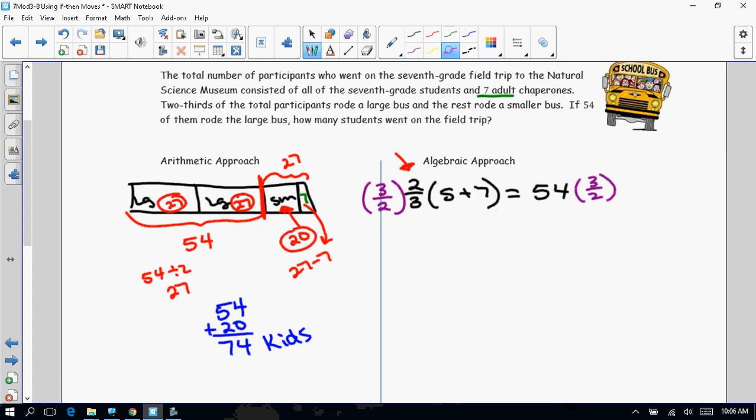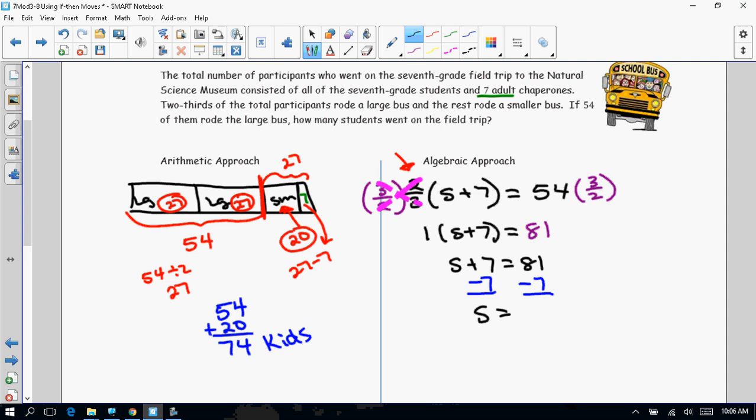That makes this all become 1. And I have 1 s plus 7, and that's going to equal whatever 54 times 3/2 is, which in this case is 81. I grabbed my calculator, did the math. Well, 1 times s doesn't change anything. So this is really just s plus 7 equals 81. Could I solve for s? Yep, I can subtract a number from both sides. That's one of those if-then statements. I personally am going to subtract a 7. It's going to make my life easier, but you could pick any number.